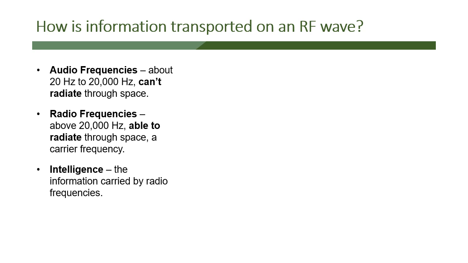Audio frequencies cannot go through space without being transported by a medium like air or water. Radio frequencies can transmit through space, through a vacuum. They don't need any type of medium to get them from point A to point B. They have sufficient energy, and that's why we call them a carrier frequency. You'll hear me refer to intelligence, or other people refer to intelligence, and that's the information carried by radio frequencies.